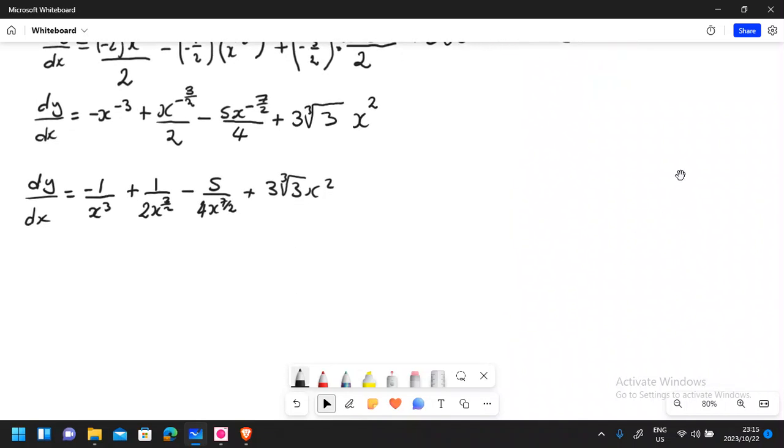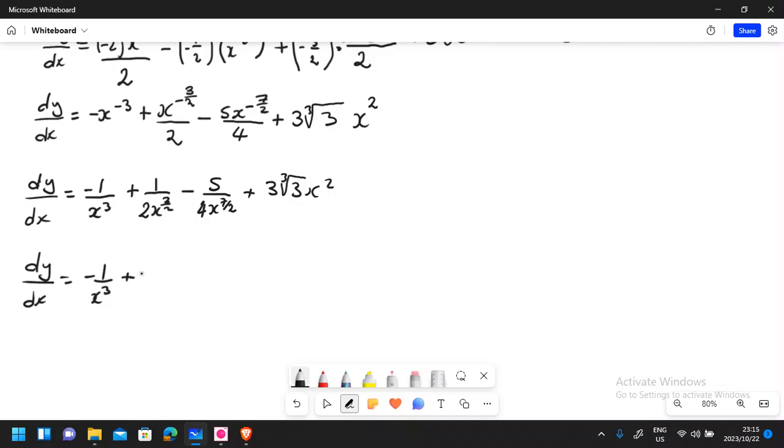So if they say leave your answer in positive exponents, this is what they mean. But when they say in surd form, you have to change these ones with the fraction exponents to surd form. So this one here is fine. You're gonna have x to the power of 3, -1/x to the power of 3. There's nothing you can do there.